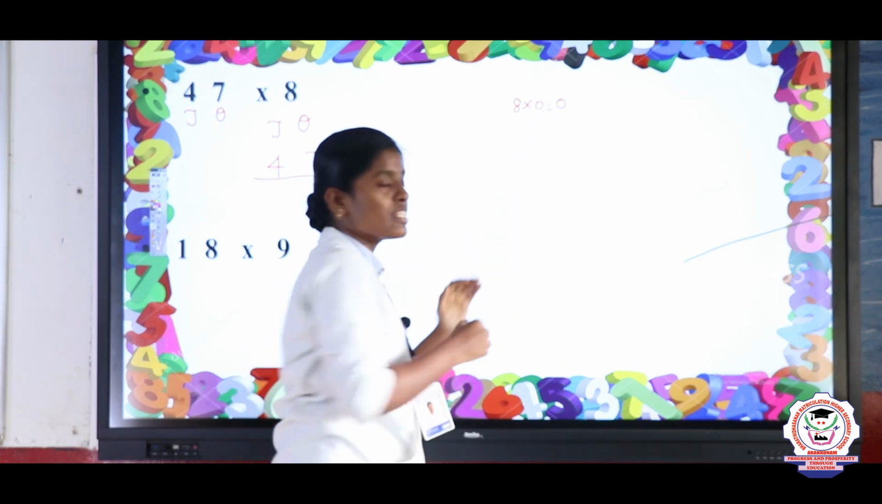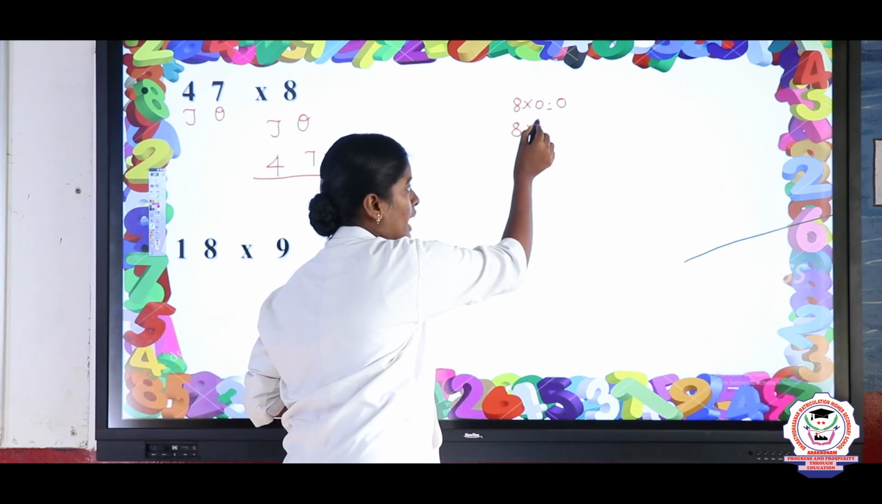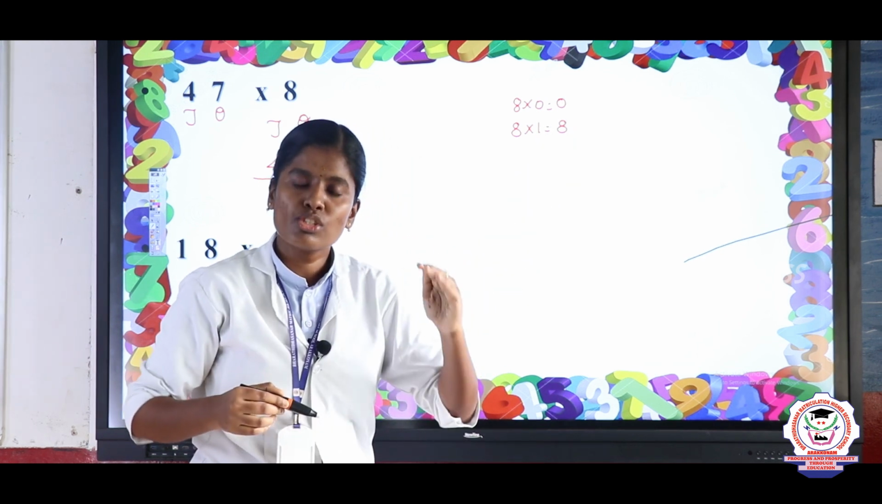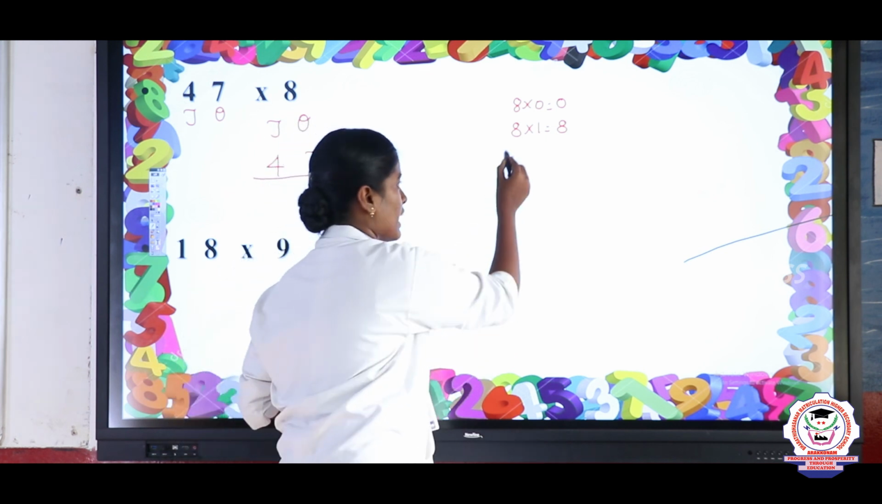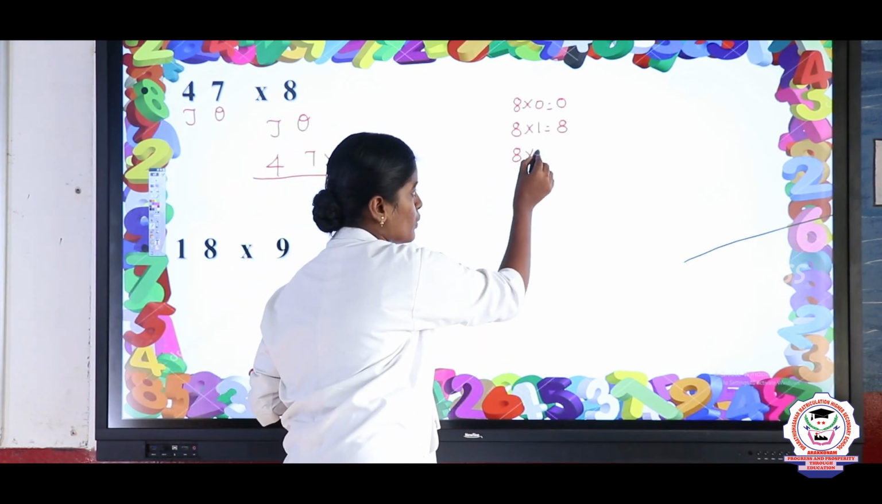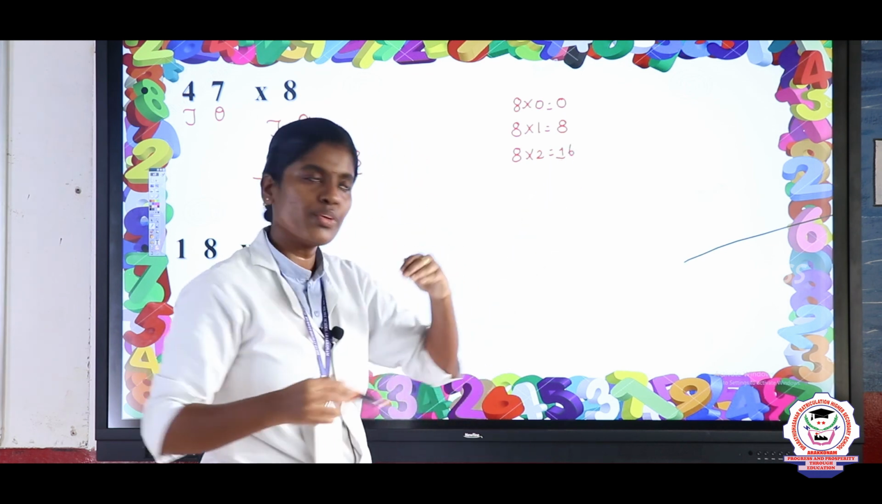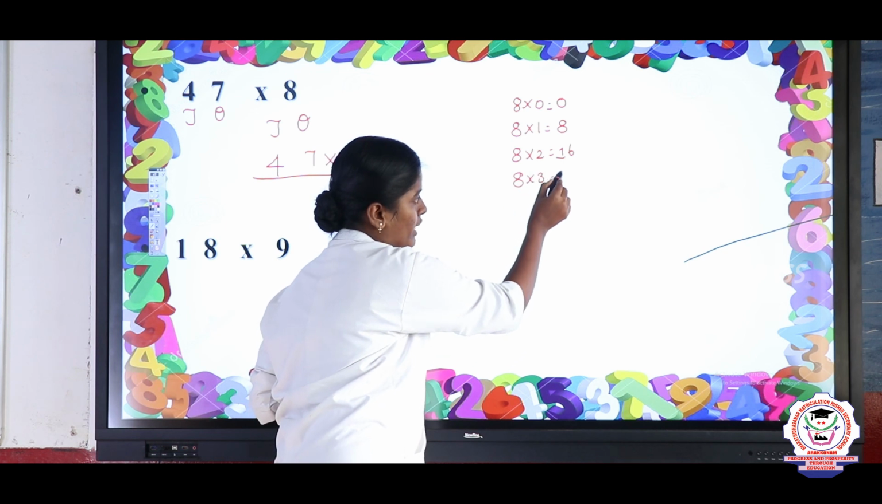The next one is 8 ones are, that is 8 times of 1. The next one is 8 twos are. So, what is the answer? 8 twos are 8 times of 2 or 2 times of 8. The answer is 16. 8 twos are 16. The next one is 8 threes are. 8 threes are 24.